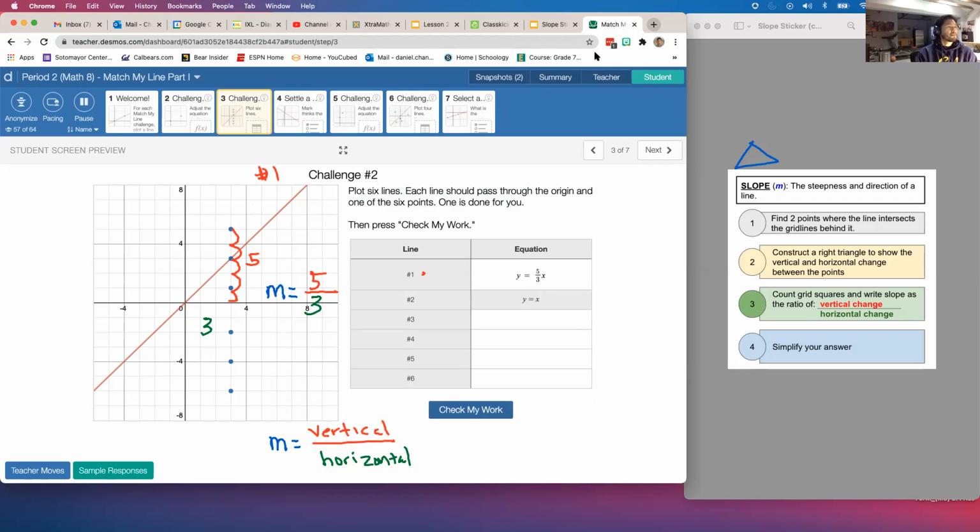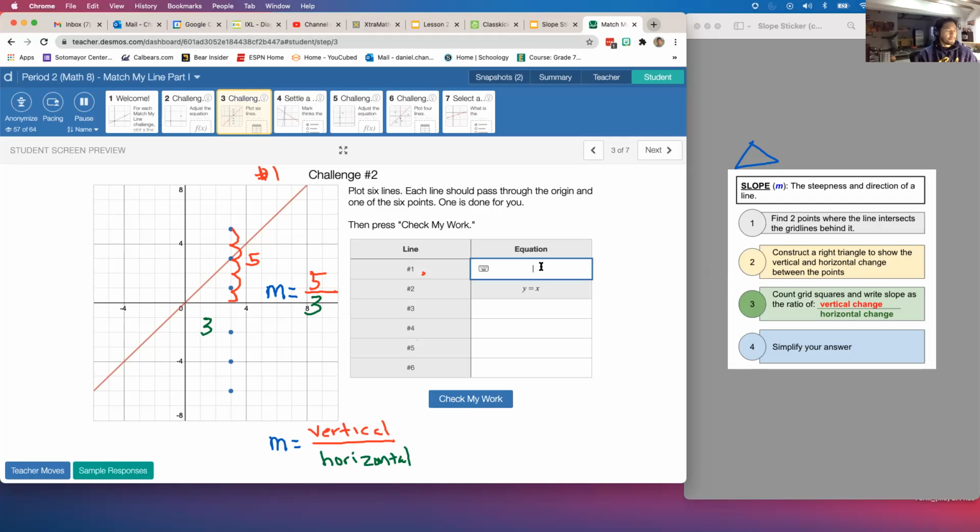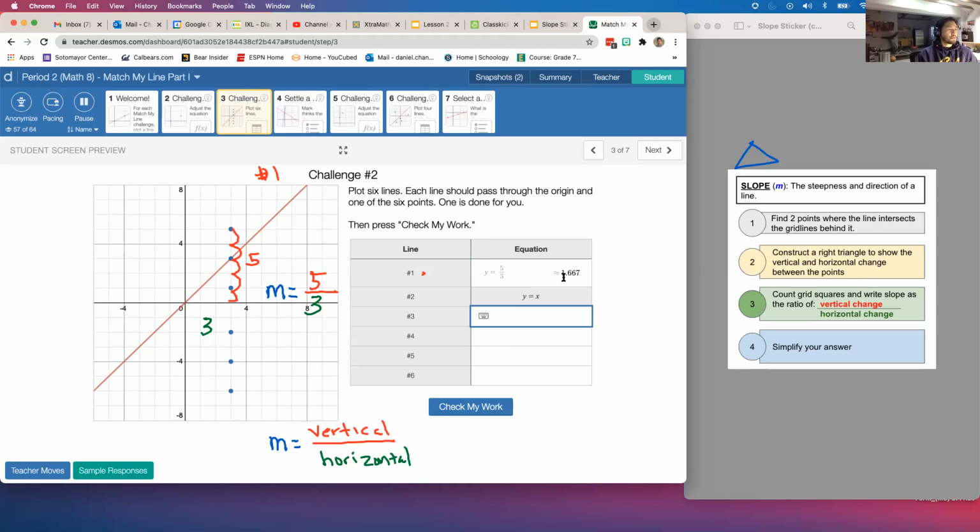For some reason, it's not. Okay, let's try this again. Reset. Come on, Desmos. Y equals 5/3. Oops, can't forget the x. Check my work. There, that red line just showed up. It went through the origin, it went through that first point, and I know I have completed my mission and task, and that slope works.